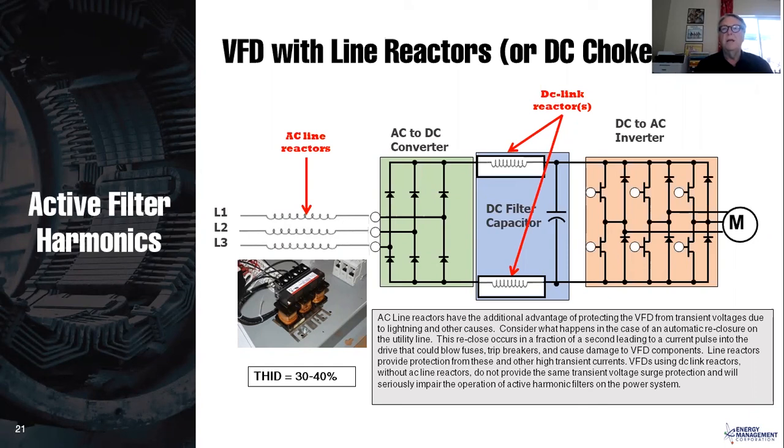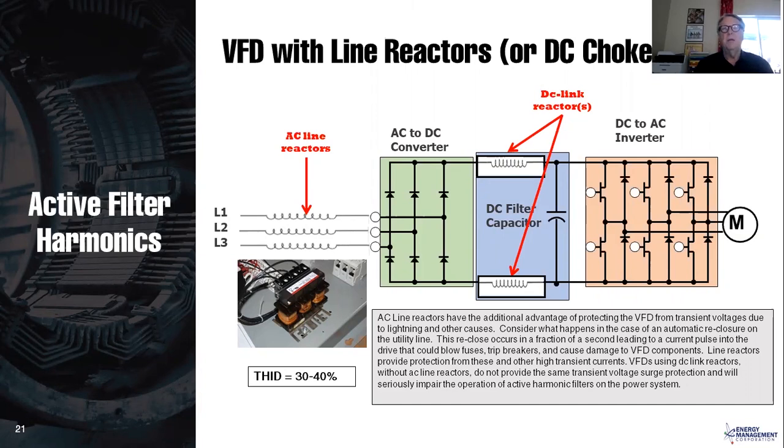The DC link reactors, of course, are down in the DC link bus, and so not able to protect the entire drive. Now, you can have both, and if you have a drive that has DC link reactors, it's very simple to add the AC line reactors. You can see a picture of AC line reactors here. They're very easy, 3 lines in, 3 lines out. Very simple, very inexpensive, and they do a great job.